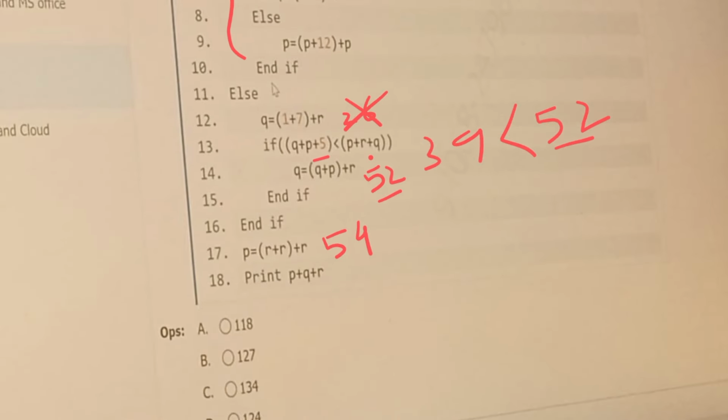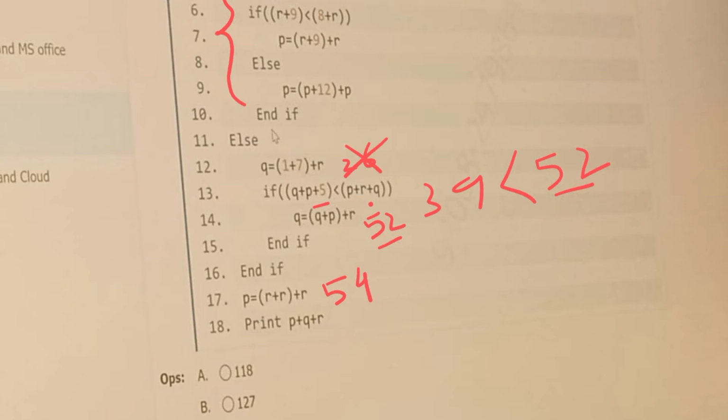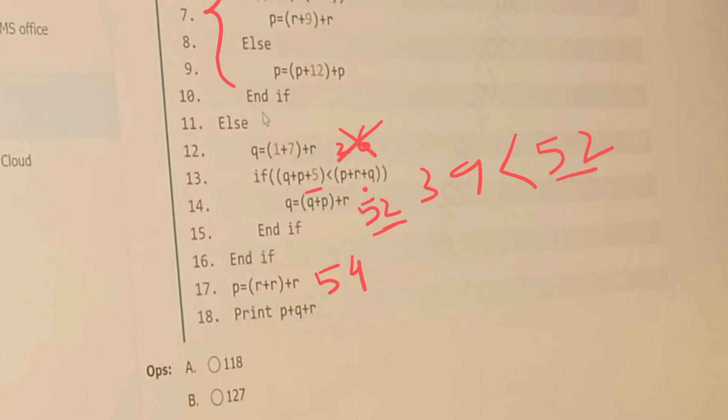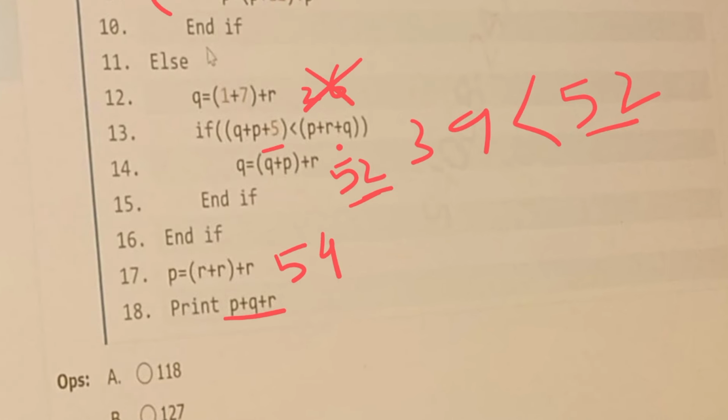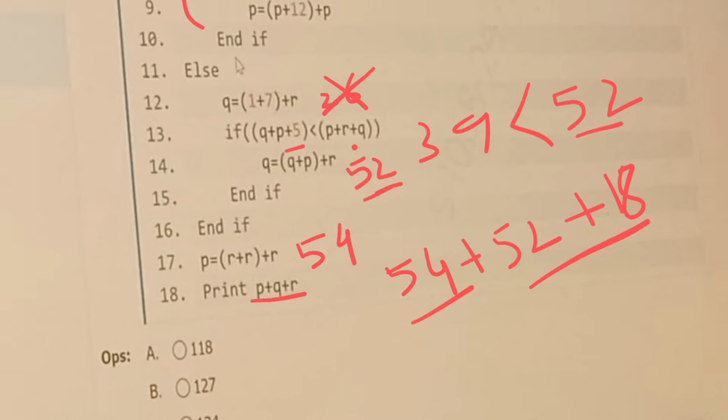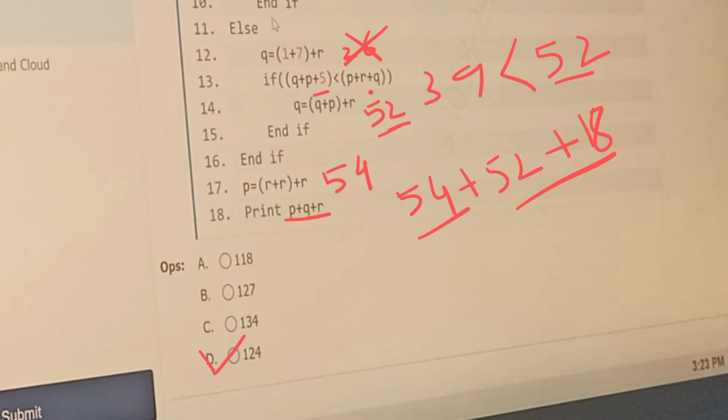So the value of P is 54, the value of Q is 52, and the value of R is 18. So what will be the value of P plus Q plus R? That is 54 plus 52 plus 18. So 52 plus 18 is 70, plus 54, that is 124. Okay, so this is the correct answer.